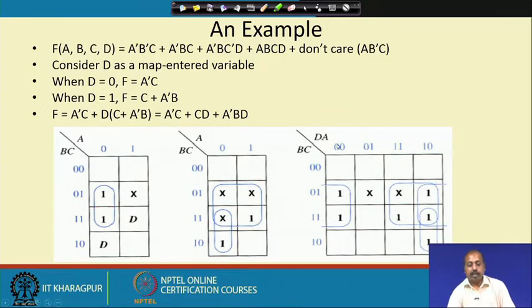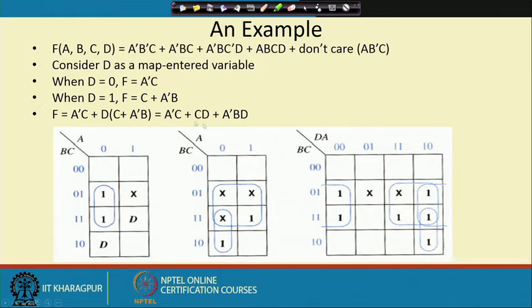Now if you consider the 4 variable map for the original function, you see that a bar, b bar, c is irrespective of d. When a is 0 and b is 0, it is independent of the d value, and the corresponding bits will be turned on. So this is the corresponding Karnaugh map, and if you do the grouping, you will see that we will be getting back this original term. So, these 3 terms only.